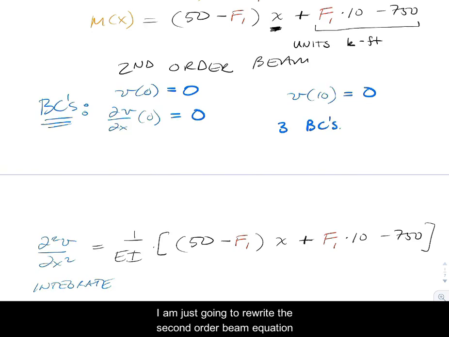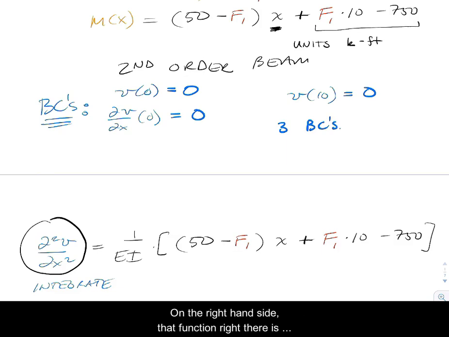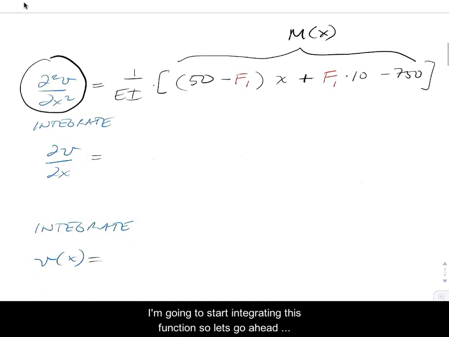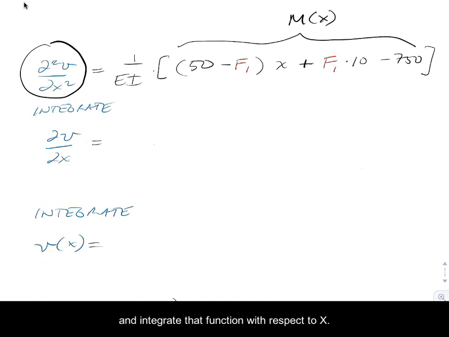So I'm just going to rewrite the second order beam equation with curvature over here on the left-hand side. On the right-hand side, that function right there is M of x that we worked so hard to find. And then it's going to be divided by EI. So what I'm going to have to start doing is just integrating this. So let's go ahead and integrate that function with respect to x.